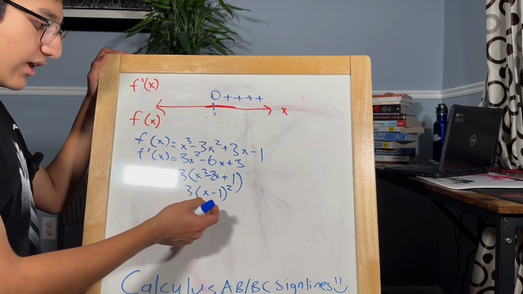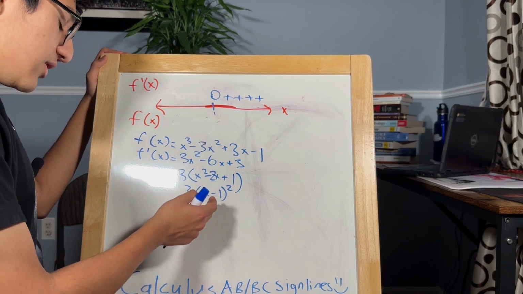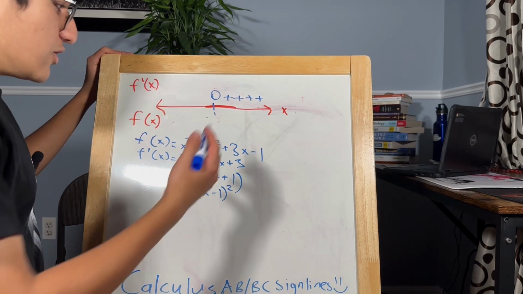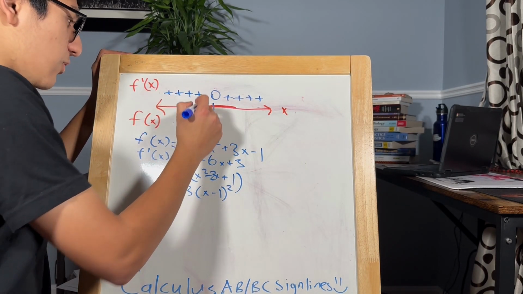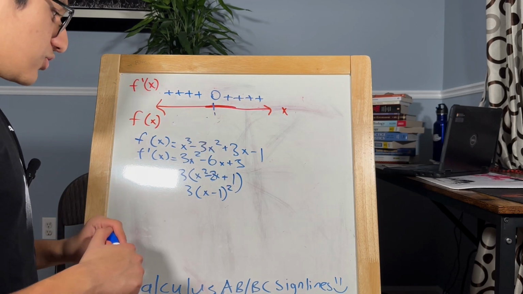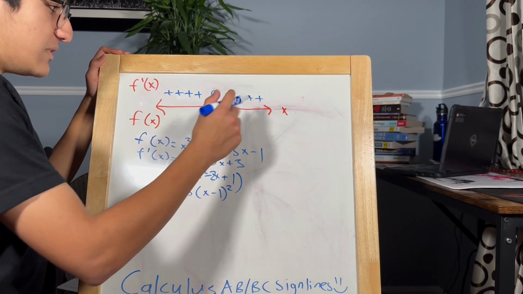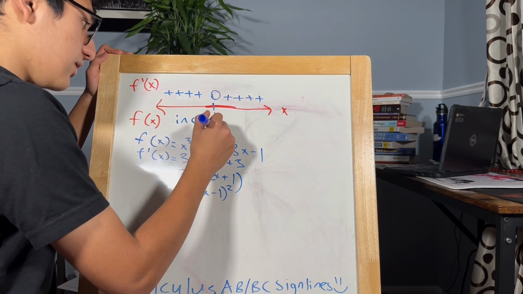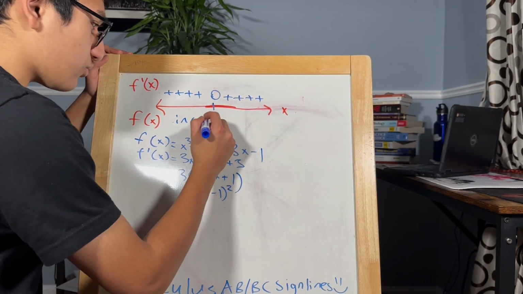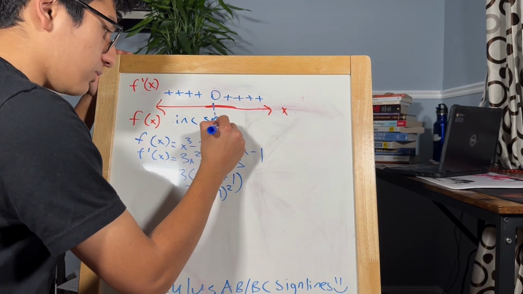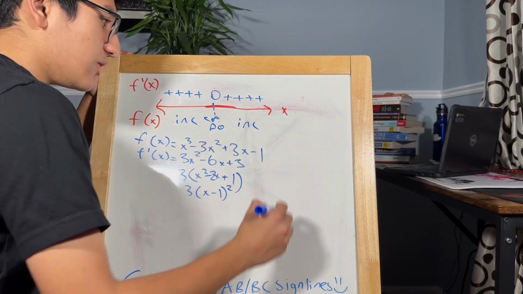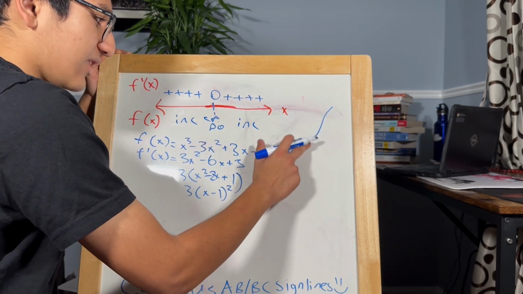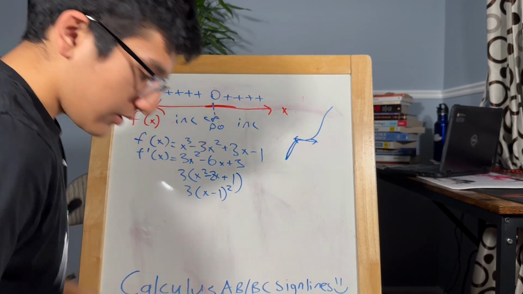Anything below it, so -2 minus 1 is -3. -3 squared is still positive. So in this case, they're both positive. So how does this work? We know it's a cubic function, so we can predict that the function itself is going to be increasing, it's gonna be at a critical point, and then it's gonna be increasing again. So it's like boom, like that. That's the derivative 0 there.